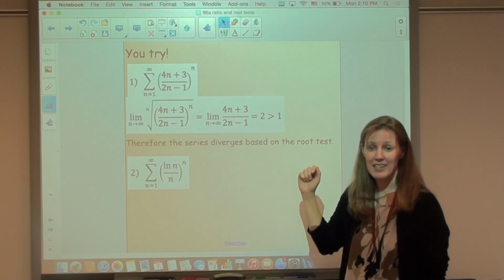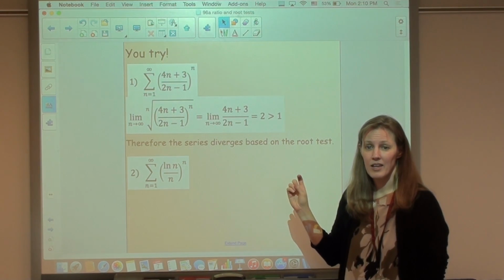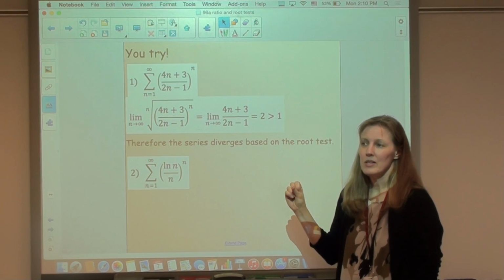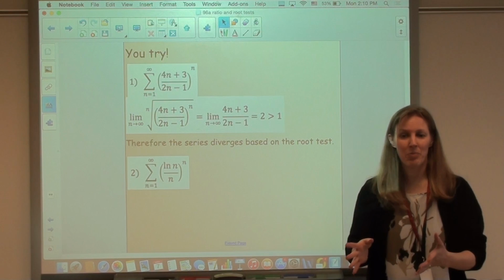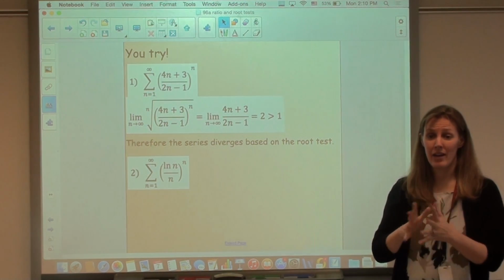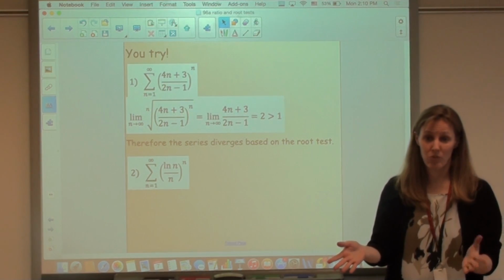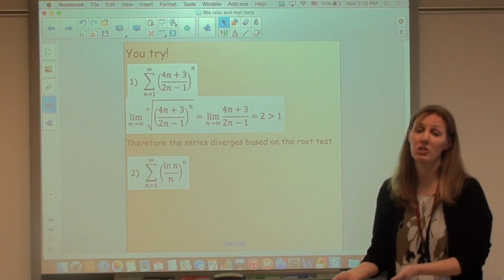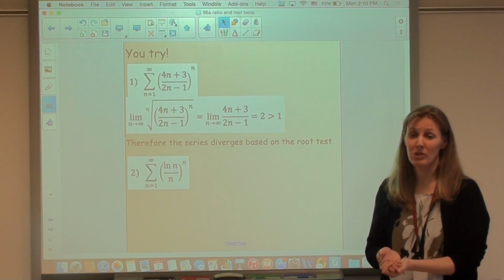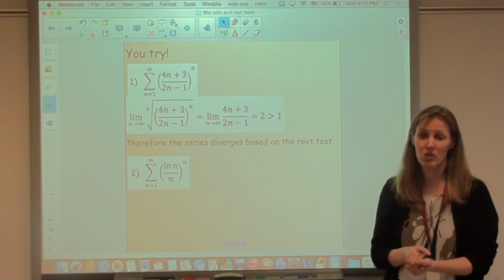So are we always going to get problems like this easy, where it's basically just to the n? You're going to get a whole variety of problems, and you're going to just be asked, does it converge, does it diverge? When you're talking about your homework tonight, the ratio and root problems are set up very nicely for the test to work well.